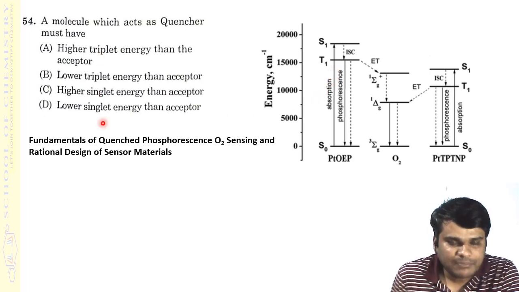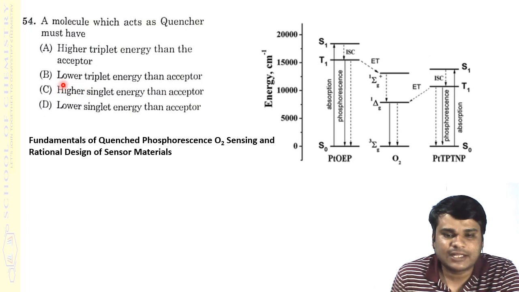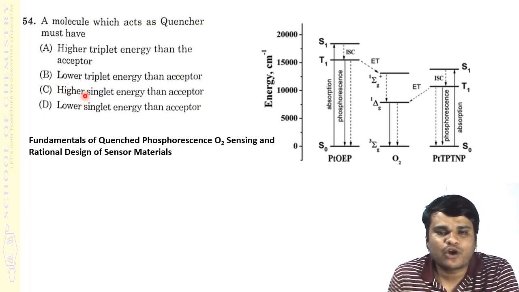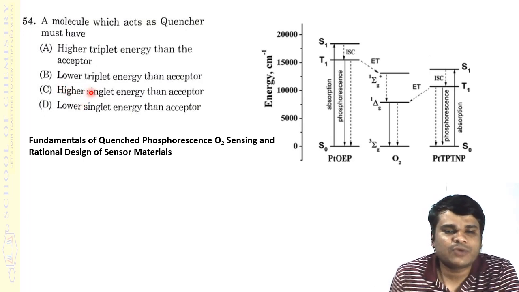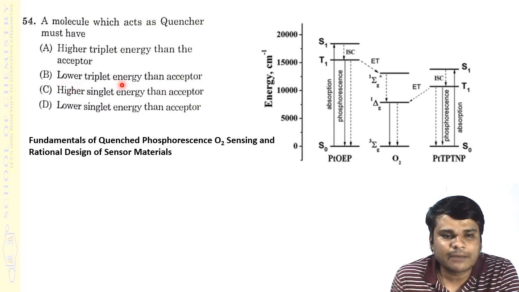But if you come here, what they say is, the given answer, now when I am recording this video, the first tentative key answers have come, and option B is given as the correct answer: lower triplet energy than acceptor. They say the quencher should have lower triplet energy than the acceptor.